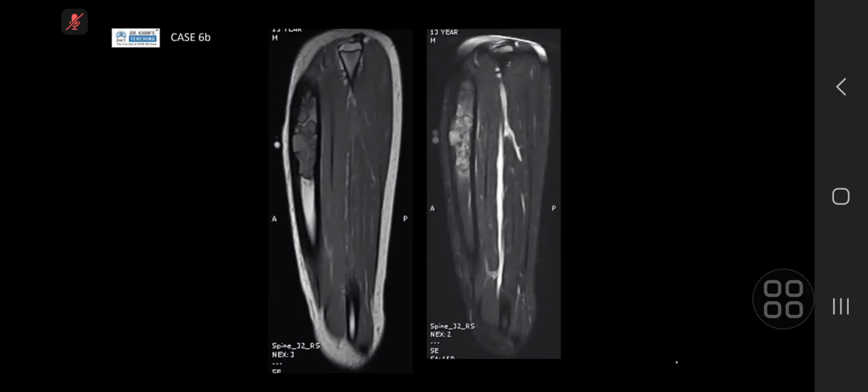Does the MRI help you at all? Yeah, so now the lesion has overgrown its origin and extended a bit into the soft tissue with an exophytic component, and it's T1 hypointense and mixed intensity on T2.